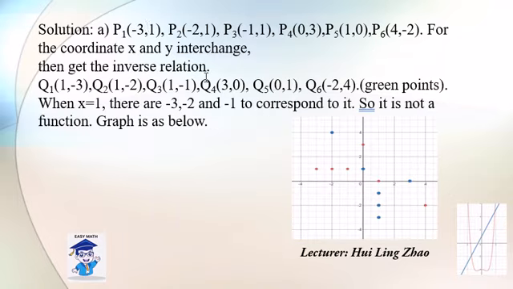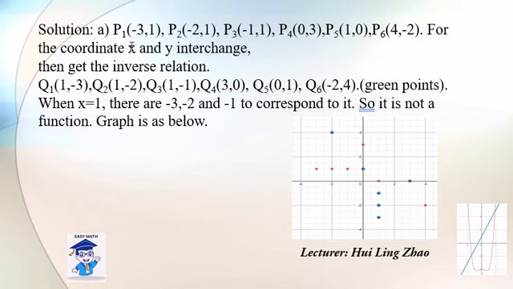Solution 1. For the 6 points, we are going to find the inverse relation. So the coordinates, the x and y, exchange, and then we get Q. Let P1 go to Q1, P2 to Q2, P3 to Q3, P4 to Q4, P5 to Q5, P6 to Q6.